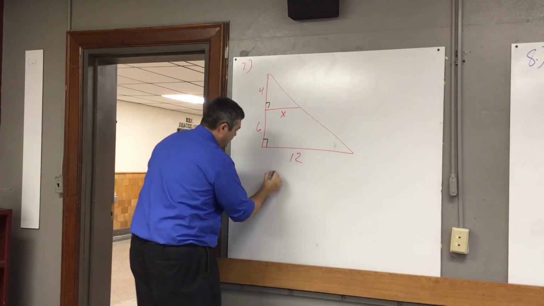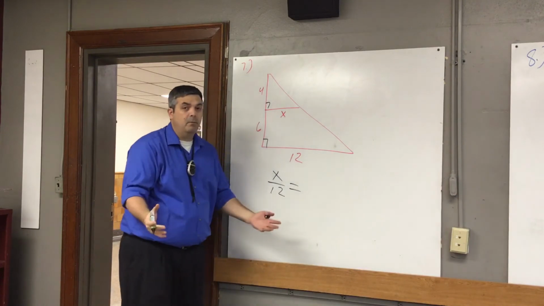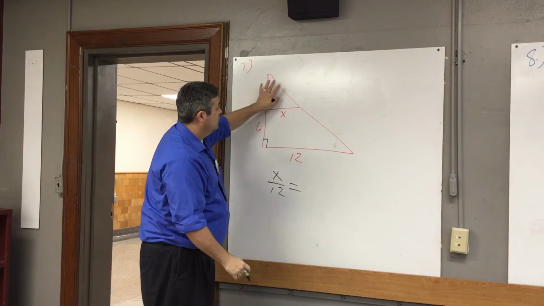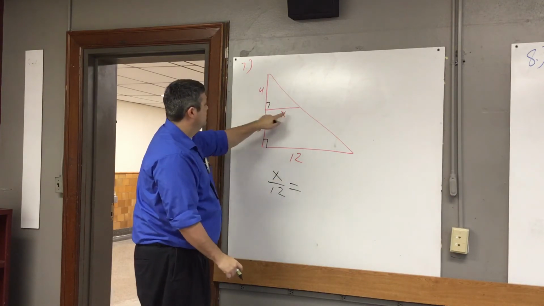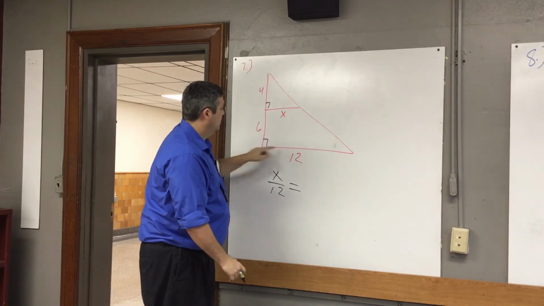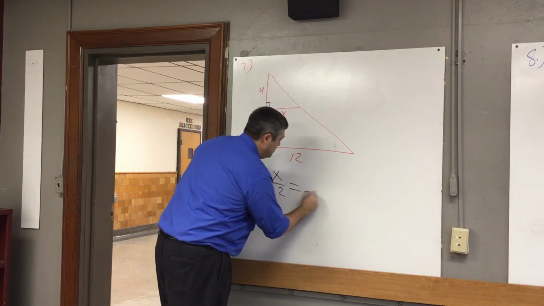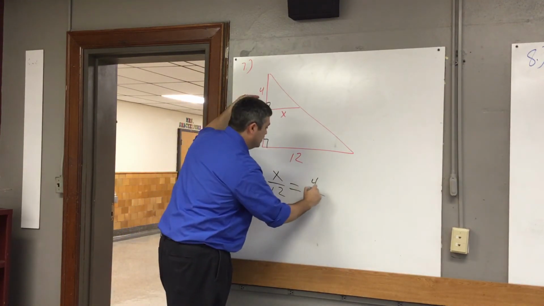X over 12 equals, we're just going to set up our proportion. That's all we're doing. X over 12. So our small triangle over our big triangle. That's what we're looking at here. X over 12 equals small triangle on top. So we know that this line goes right there.